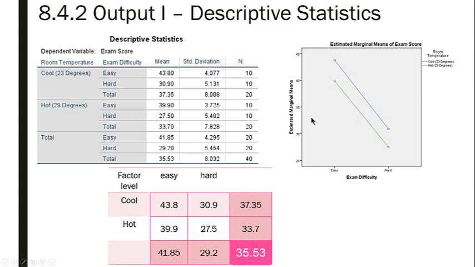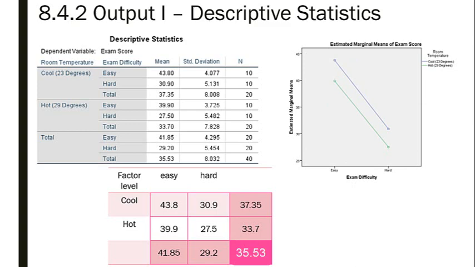I'm going to say that there's probably going to be a main effect of difficulty because I can see that there's a negative slope, right? If there was no effect of exam difficulty, we'd expect both of these lines to be pretty flat, but they're not. They both slope downward.